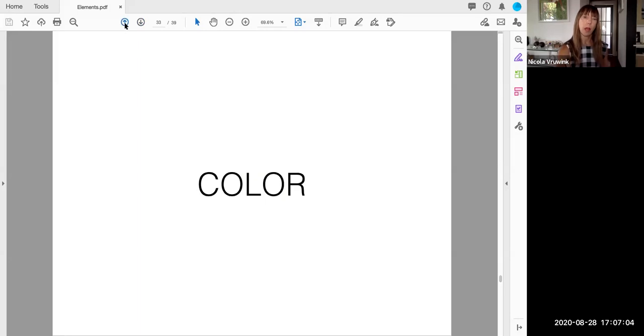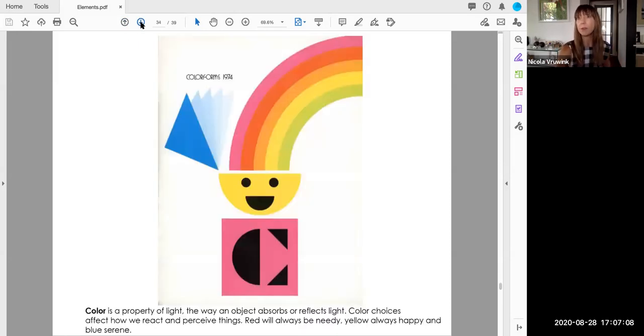Color. So color, we've already talked about it quite a bit, and color is really fun and useful in your designs and really can convey emotions strongly. But the thing you gotta know about color is that it can't save a bad design. It can only enhance a good design. But technically, color is the property of light. It's the way an object absorbs or reflects light. Color choices affect how we react and how we perceive things.